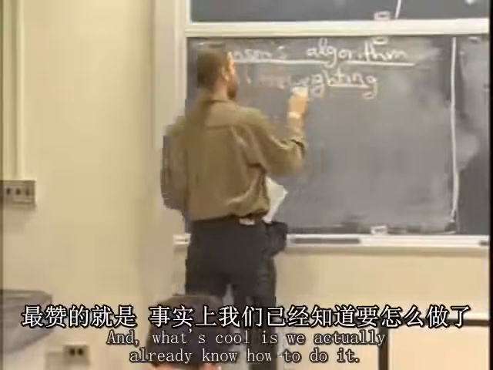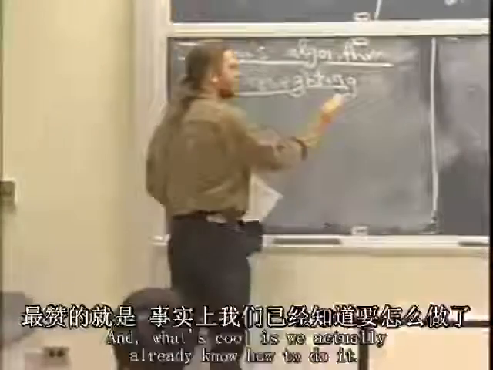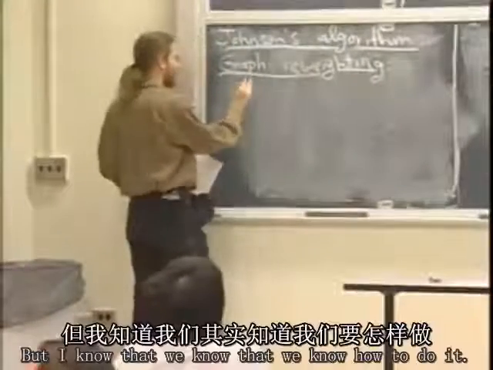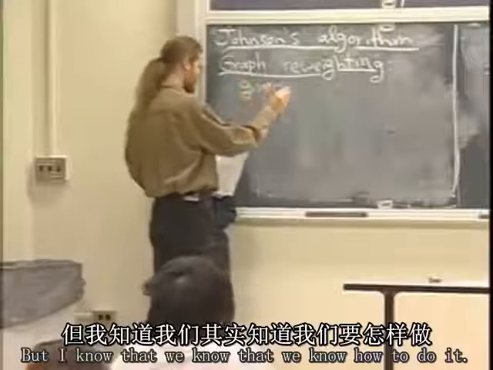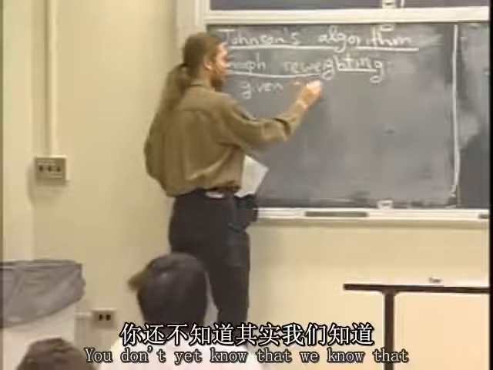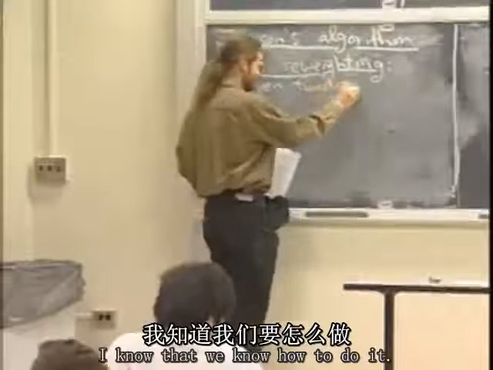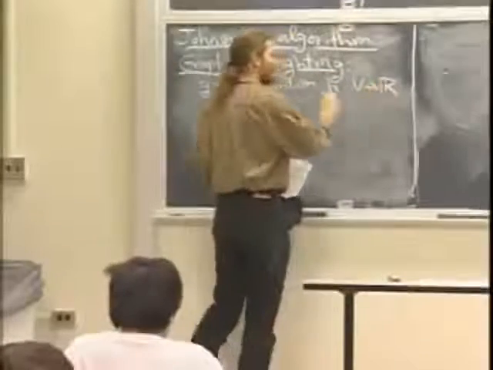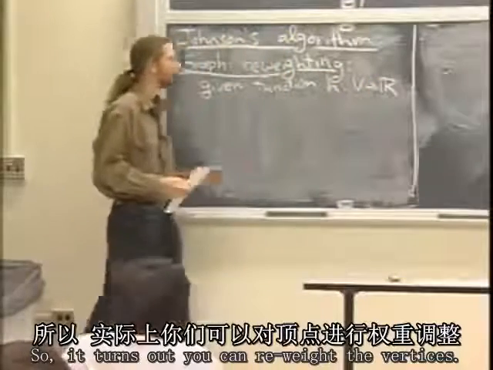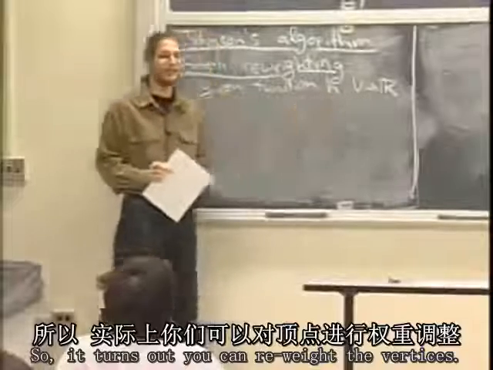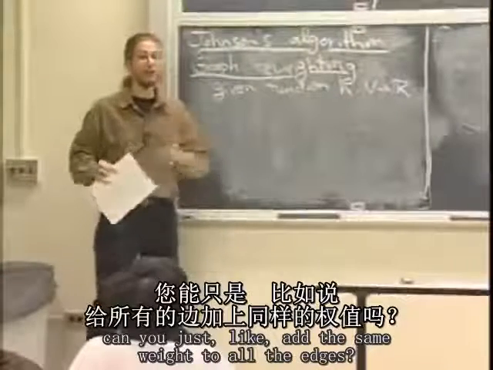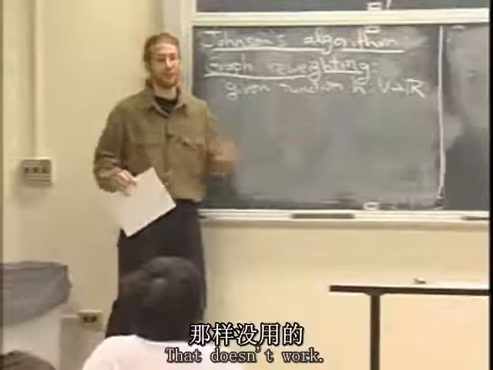And what's cool is we actually already know how to do it. We just don't know that we know how to do it. But I know that we know how to do it. You don't yet know that we know that I know that we know how to do it. Okay. So, turns out you can reweight the vertices. At the end of the last class, someone asked me, can you just add the same weight to all the edges? That doesn't work.